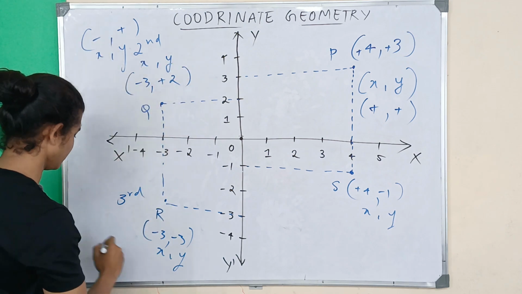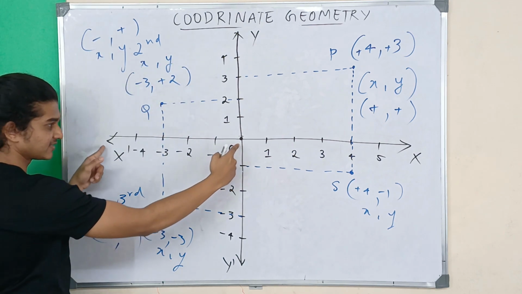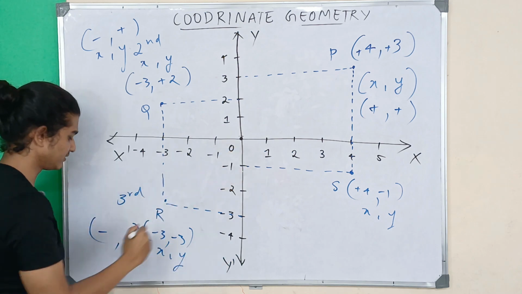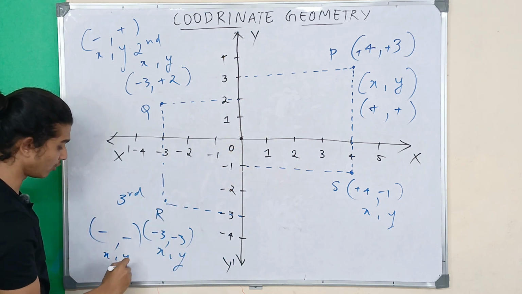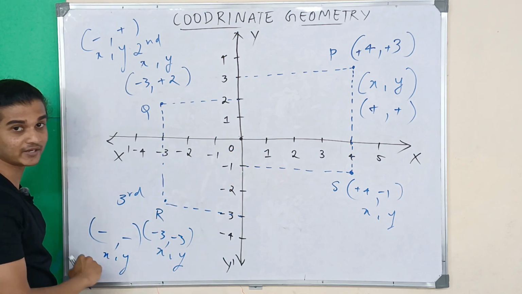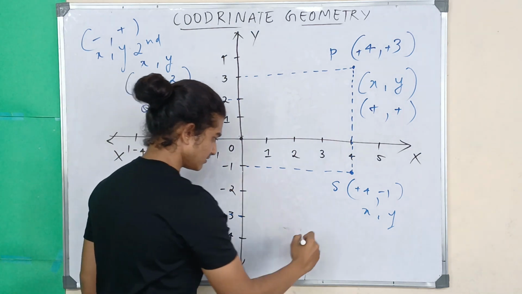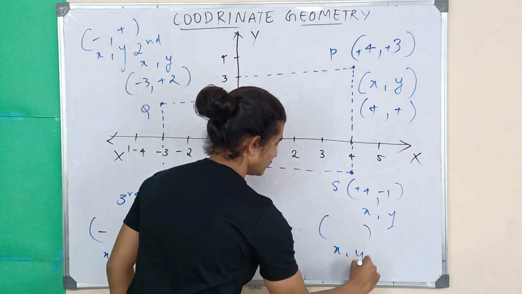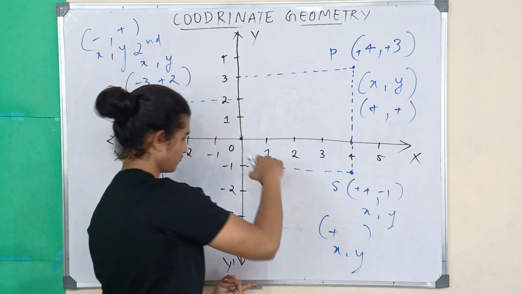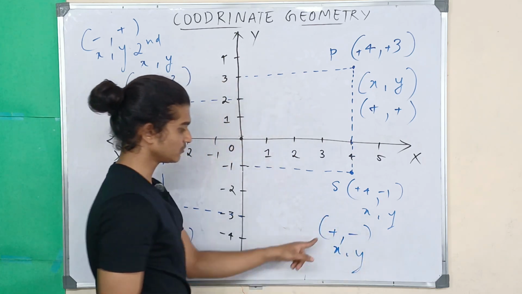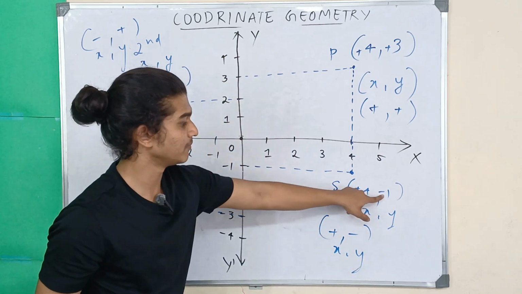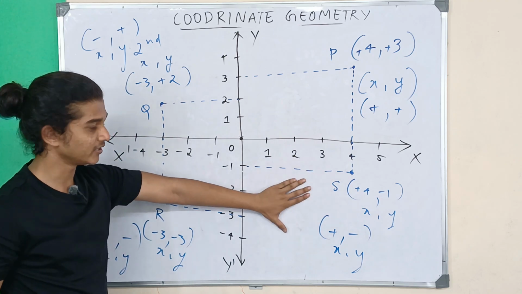Whereas in the third quadrant, the point is going to be, so x is negative, y is also negative. Remember, the order should always be x y, not y x. If you take y x, it is a mistake. Whereas in the fourth quadrant, x is everywhere positive, whereas y is everywhere negative. So plus comma minus, that's why we got +4 and -1 for any point in this quadrant.